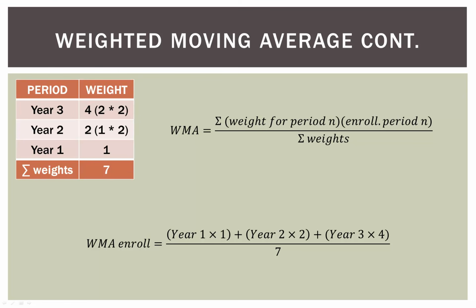So in formula notation, all this means that we're going to take the weight for each period, multiply the enrollment for that period, and then sum all that together. Very simple. And then we'll divide by the sum of the weights, and in this case, that's 7. If you look at the bottom there, you will see we have year 1 times 1, plus year 2 enrollment times 2, plus year 3's enrollment times 4. And then we divide by the sum of our weights, which is 1 plus 2 plus 4, which is 7.